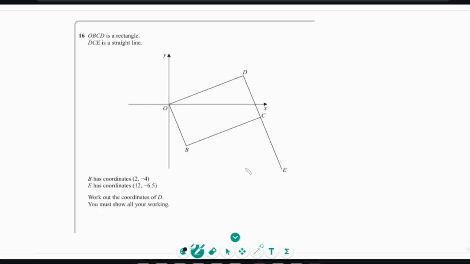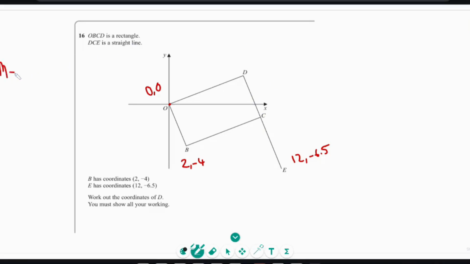OBCD is a rectangle, DCE is a straight line. B has coordinates 2, -4. E has coordinates 12, -6.5. O is the origin, so the coordinates here are 0, 0. So we can work out the gradient of OB, which will be the same as the gradient of DCE.